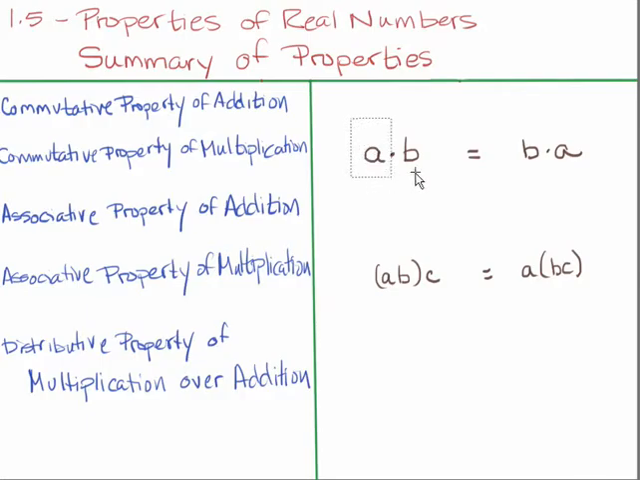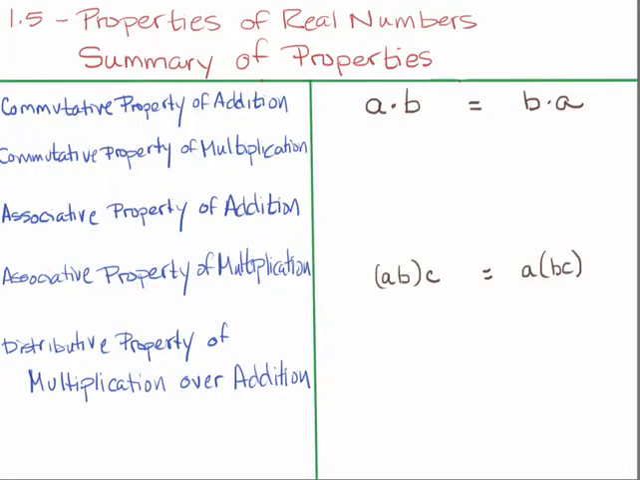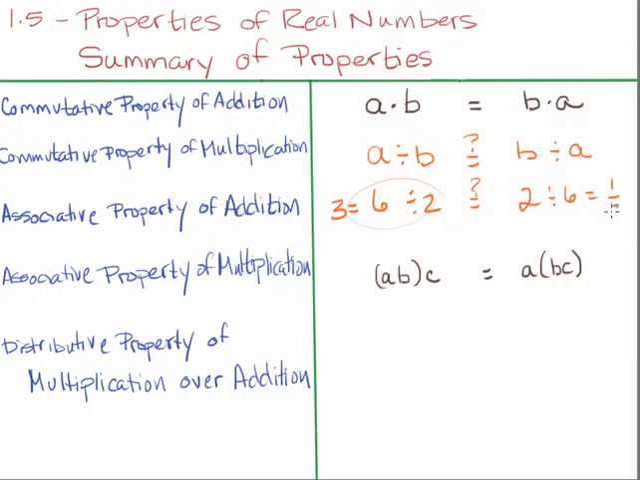Okay, what about division? Can I just say a divided by b is equal to b divided by a? I hope you can see that that's clearly not true. For example, is 6 divided by 2 equal to 2 divided by 6? No, this is 3, but 2 divided up into 6 equal parts is actually a third. These are not the same, so I'm not going to get away with this rule.